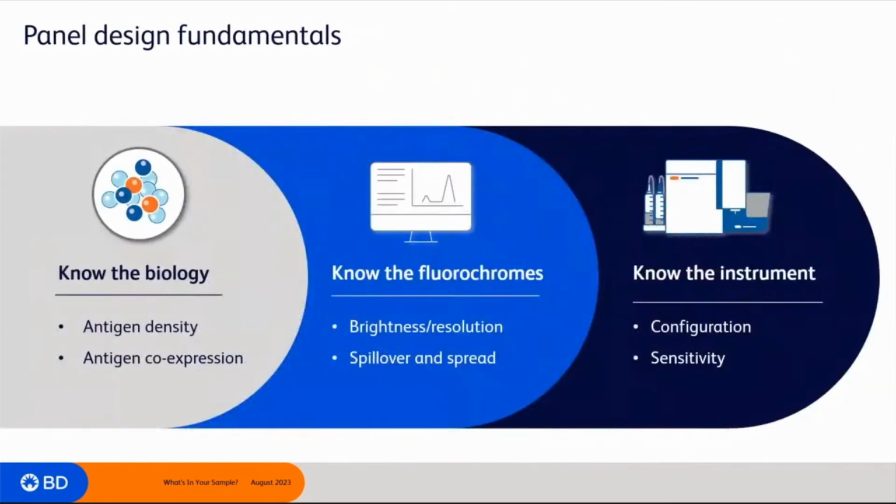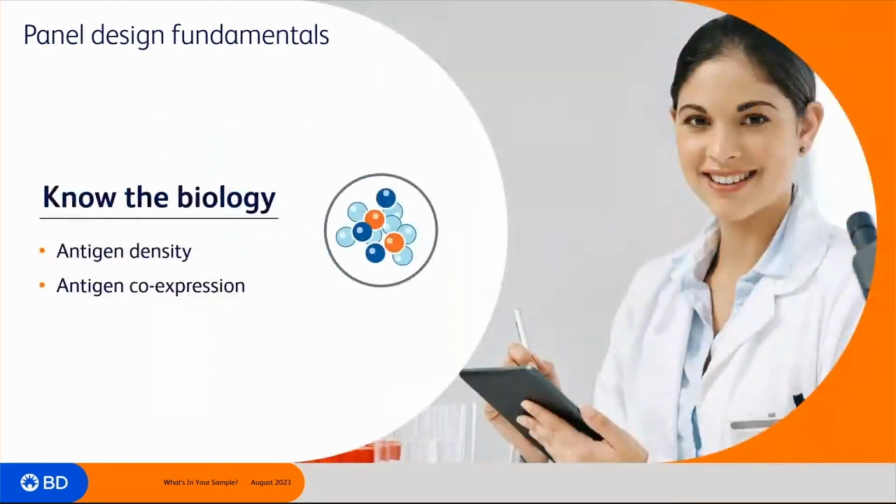So far, I've given you the background and examples of how knowing the biology is important in panel design. Let's now explore more about the first pillar of the panel design fundamentals. Specifically, why is it crucial to figure out the antigen density and the antigen co-expression?